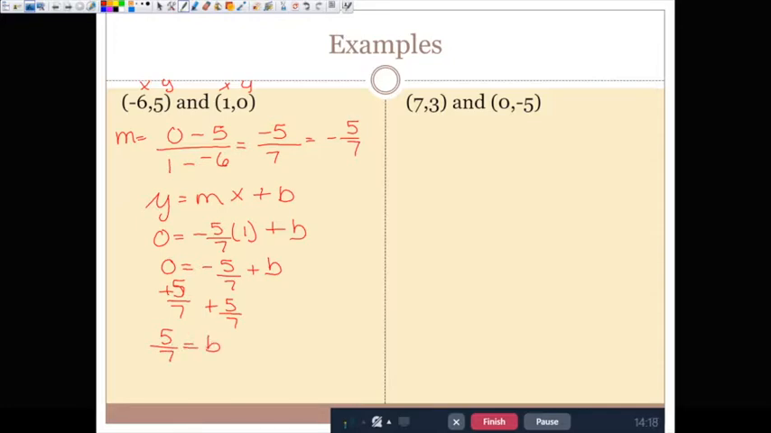So now I can write my equation. y equals my m, which is negative 5 sevenths, x plus b, which is 5 sevenths.